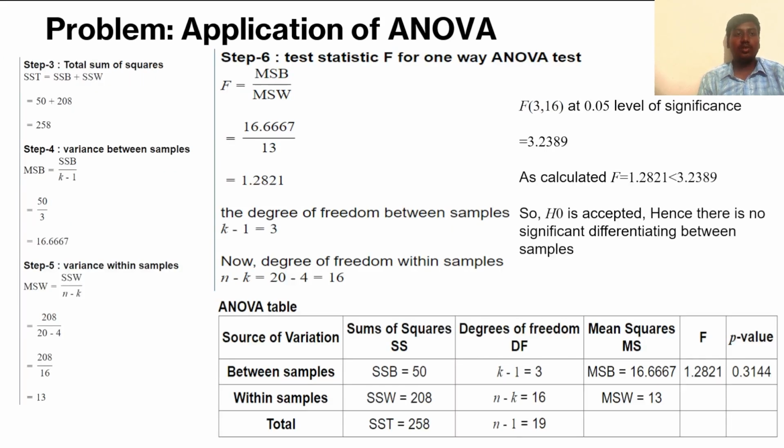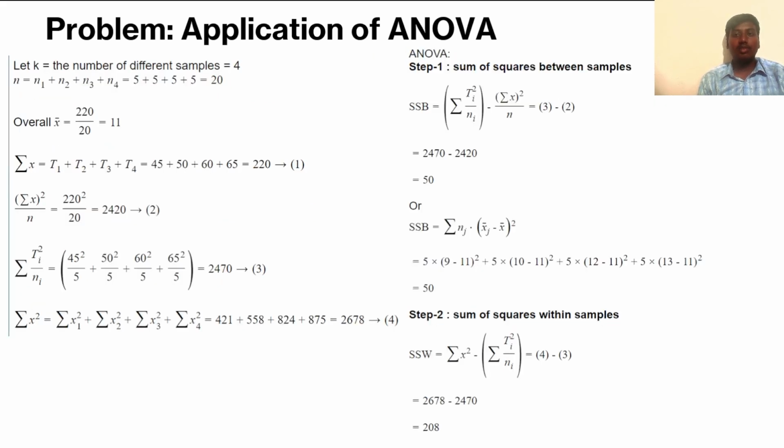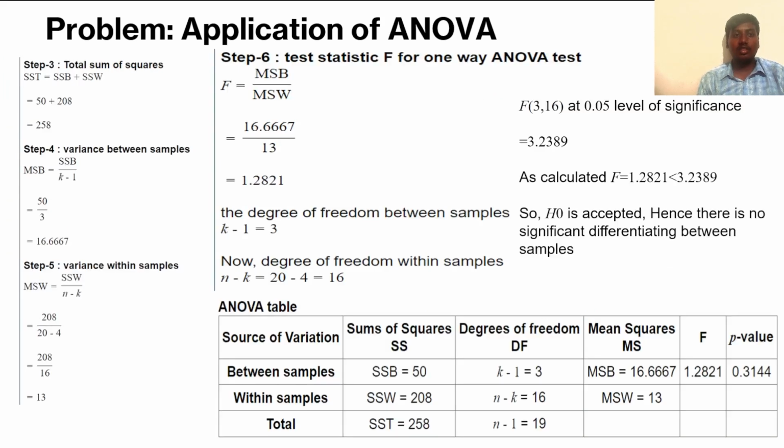Step 3. Total sum of squares, that is sum of squares between samples plus sum of squares within samples. That is SST, so that is 50 plus 208, that is 258. Variance between samples, MSB, is equal to SSB divided by K minus 1, 50 by 3. The answer is 16.667.